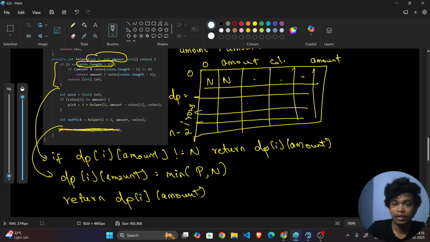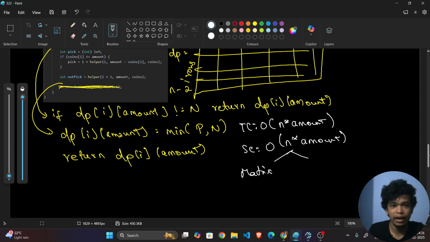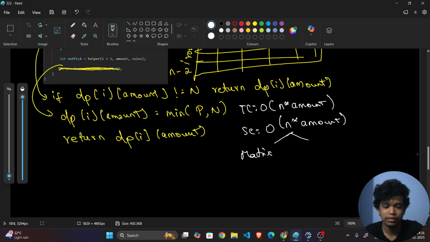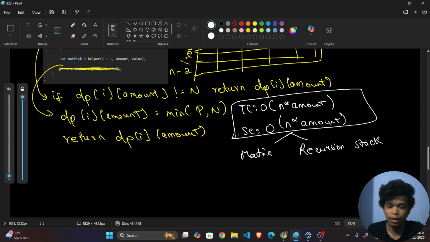Now tell me what the time complexity is. The time complexity is hugely reduced to n cross amount, and the space complexity remains the same, because of two things. One is we have taken a matrix, and we also have a recursion stack. Because of these two things, my space complexity will be O of n cross amount. So this is the entire thing you need to change from the recursion code into memoization code.